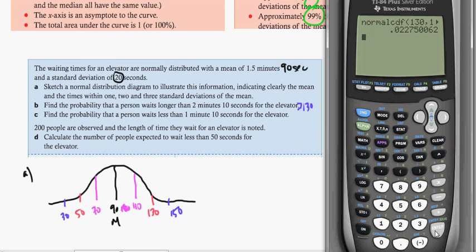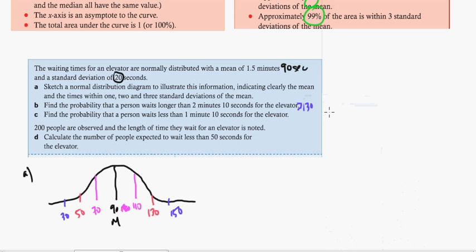What do they want? Find the probability that waits longer than 2 minutes and 10 seconds. So it's 0.0228 to 3 significant figures. So the probability here is 0.0228. Okay, which makes sense because this is going to be a really small area, right? Right here, that's the area we're talking about. Look at all this. It's all 100%, but this is pretty small.